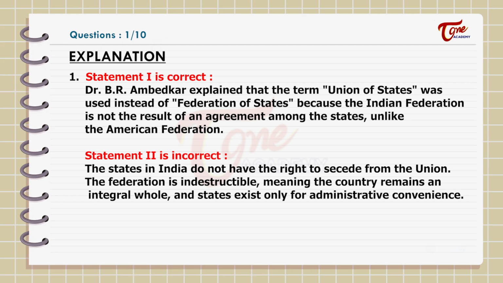Statement 1 is correct. Dr. B.R. Ambedkar explained that the term Union of States was used instead of Federation of States because the Indian Federation is not the result of an agreement among the states, unlike the American Federation. Statement 2 is incorrect. The states in India do not have the right to secede from the Union. The Federation is indestructible, meaning the country remains an integral whole and states exist only for administrative convenience.